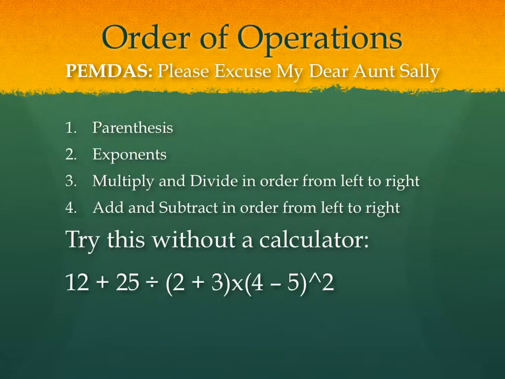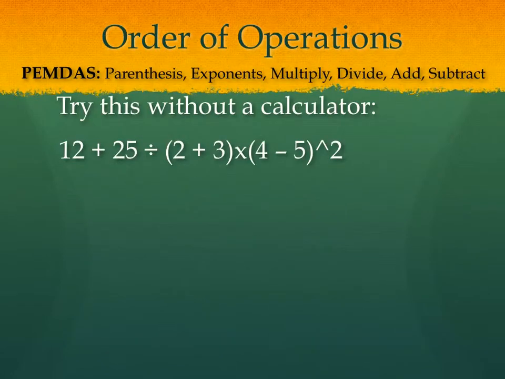Try this problem without a calculator. First, we do the computations within the parentheses. So we have 2 plus 3, which equals 5, and then we have 4 minus 5, which is -1. Next, we will do the exponent. So the only exponent is going to be -1 to the second power. -1 to the second power is 1, because a negative times a negative is a positive.